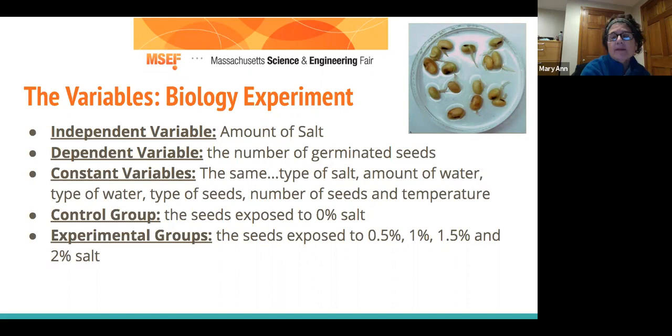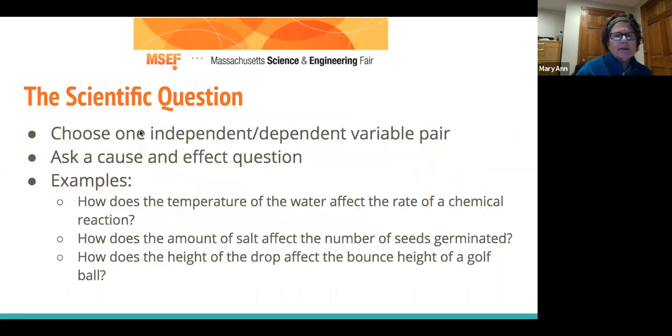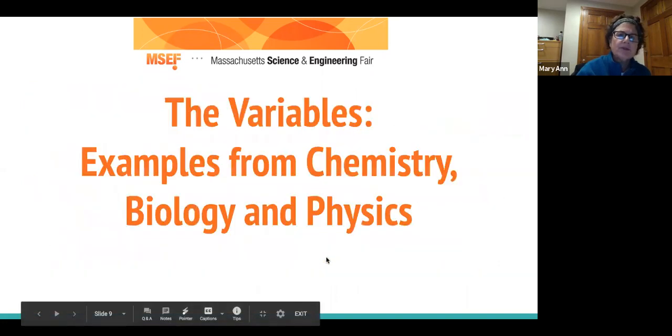So let's go through the process again with the bio. This is an experiment I actually do with my 7th graders for abiotic and biotic factors in ecosystems. I think that's one of our standards, so it's pretty easy. In this question, how does amount of salt affect the number of seeds germinated? Really it should be, how does the amount of salt in a solution affect the number of seeds germinated?